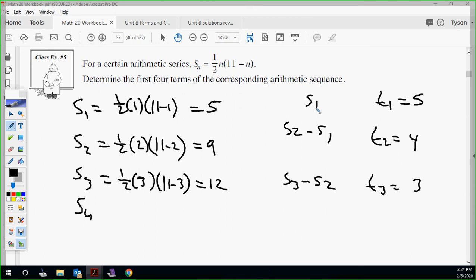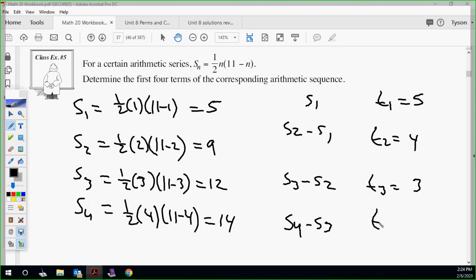Okay, and the last one, because I wanted the first 4 terms. 1/2 of 4 times 11 minus 4. So half of 4 is 2. 11 minus 4 is 7. 2 times 7 is 14. And there you go. 5, 4, 3, 2. Okay, that's it for that.